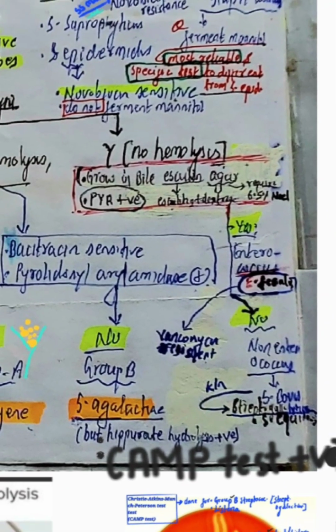If it is gamma hemolysis, basically there will be no hemolysis. Then see whether this organism grows in bile esculin agar, and pyrrolidonyl arylamidase positive. If yes, the answer will be Enterococcus. An example is Enterococcus faecalis, and this Enterococcus faecalis can be vancomycin resistant. If they do not grow in bile esculin agar and pyrrolidonyl arylamidase is negative, the answer will be non-Enterococcus. Examples are Streptococcus bovis and Streptococcus equinus. Streptococcus bovis is also known as Streptococcus gallolyticus.